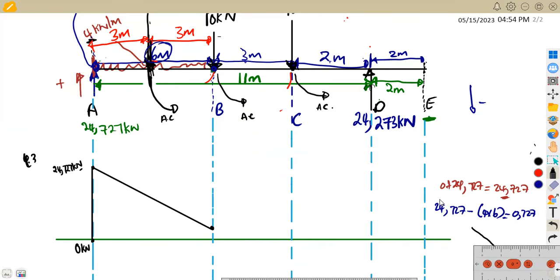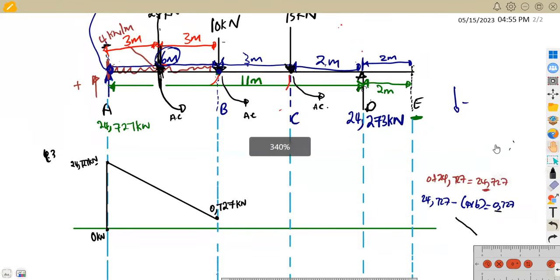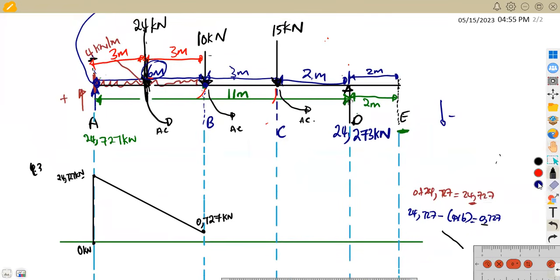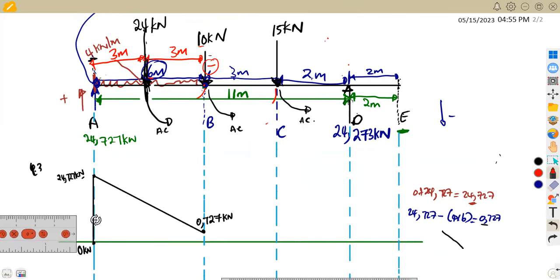So this point here, we said we are at 0.727 kilonewton. That's at B. Let's check what we have at B. After this movement, at B, there's a point load going down, which is a negative, so we're going to subtract 10. At this point where we are at 0.727, we are going to subtract 10. That is going down, so you subtract 10. It's a point load, so it goes down straight in a vertical manner.